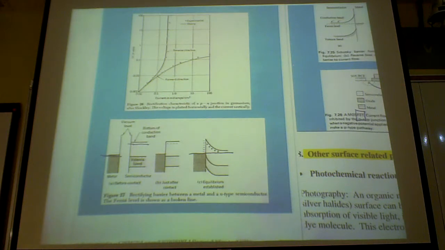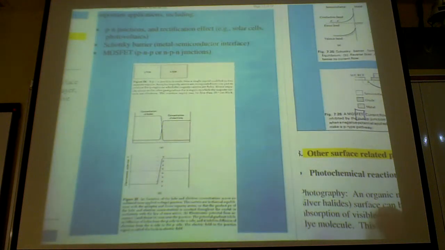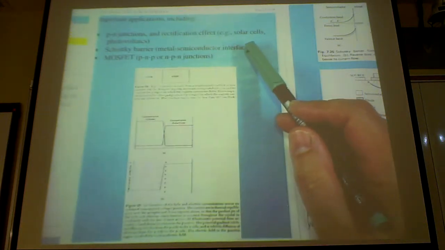Now the next thing is that instead of putting two semiconductors together, P and N together, you can just put a semiconductor and a metal together. If you put a semiconductor and metal together, just in physical contact, what do you have? You created a metal-semiconductor interface. So that's another interesting thing.